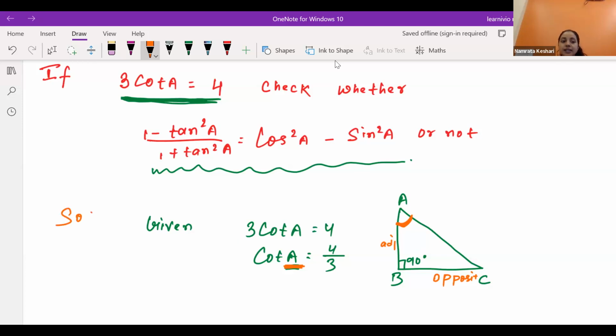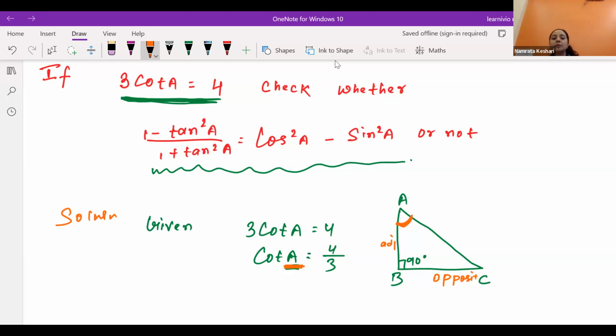So we realize that 3 cot A is equals to 4. We can write it as cot A is equals to 4 over 3. Now a rough sketch, we always draw a rough sketch. Yesterday also we have drawn a rough sketch. So a right angle triangle we have drawn over here.